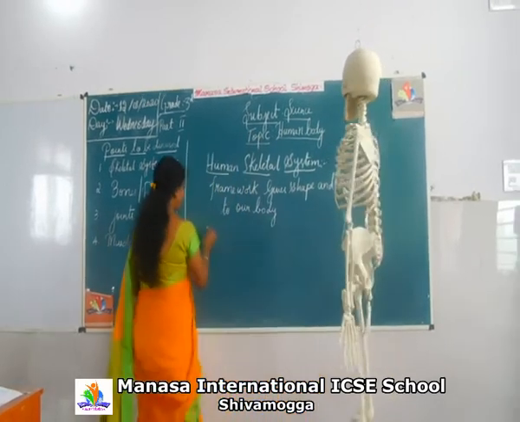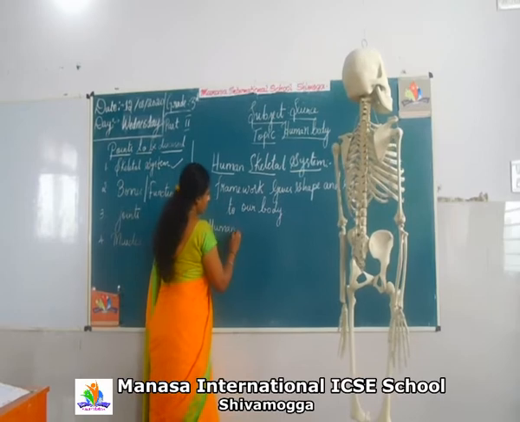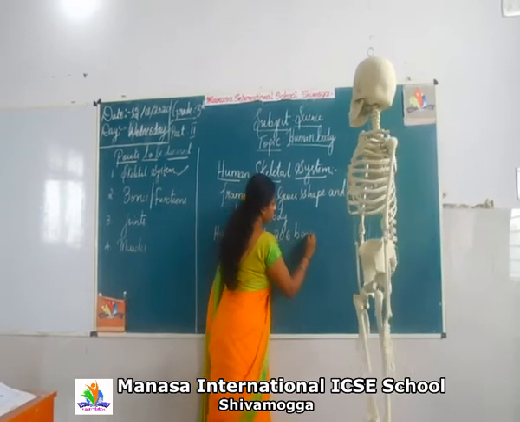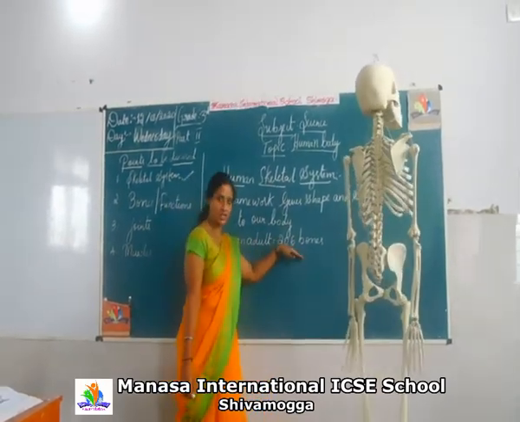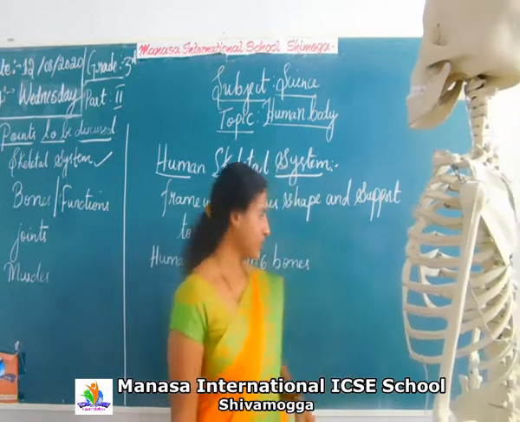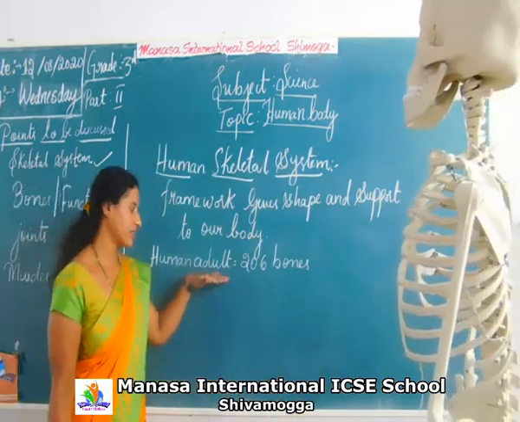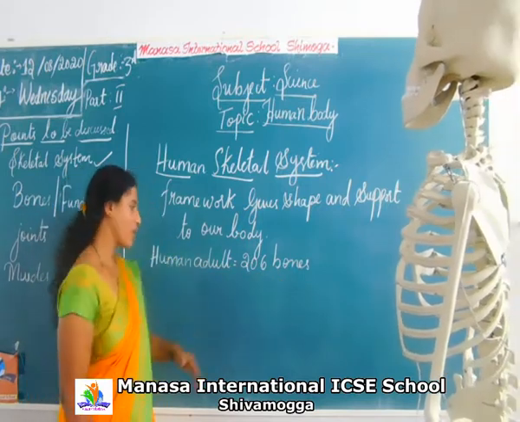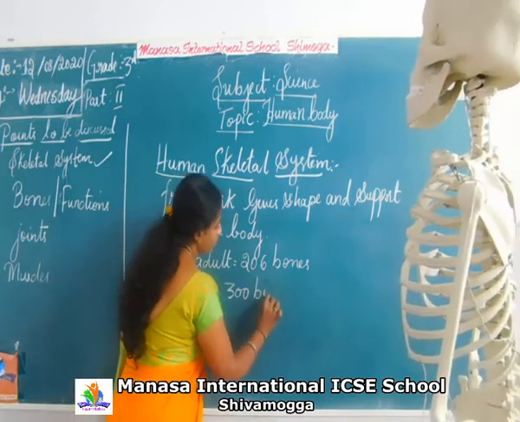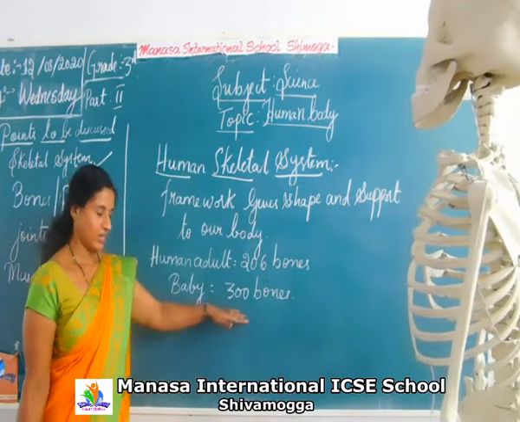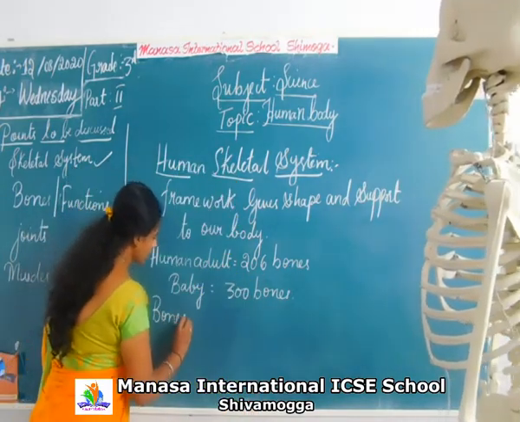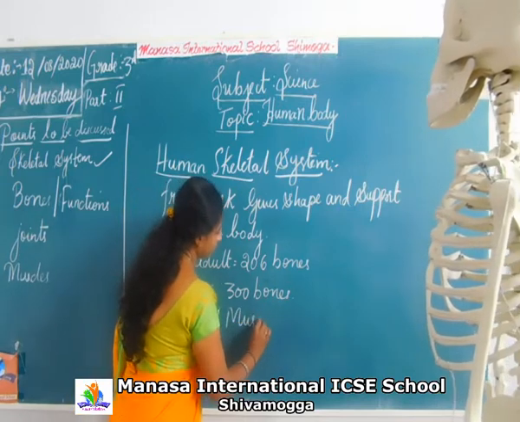Human adults have 206 bones, whereas a baby will have 300 bones. I'll come to this point later, and before that we should know the difference between bones and muscles.